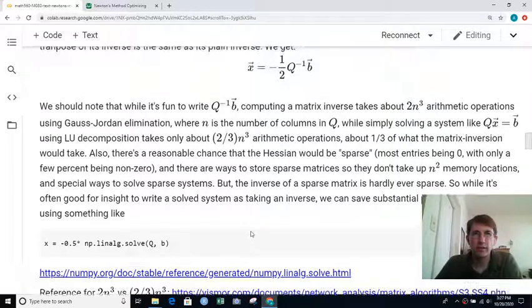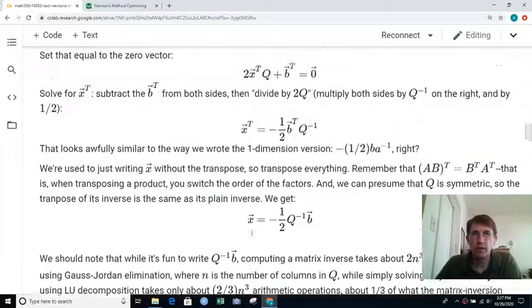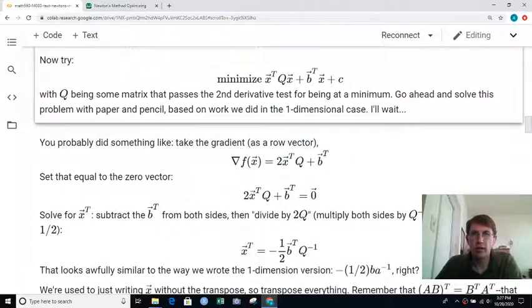And then next video, we will take this idea of minimizing a quadratic in multiple dimensions and turn that into a multidimensional search method.